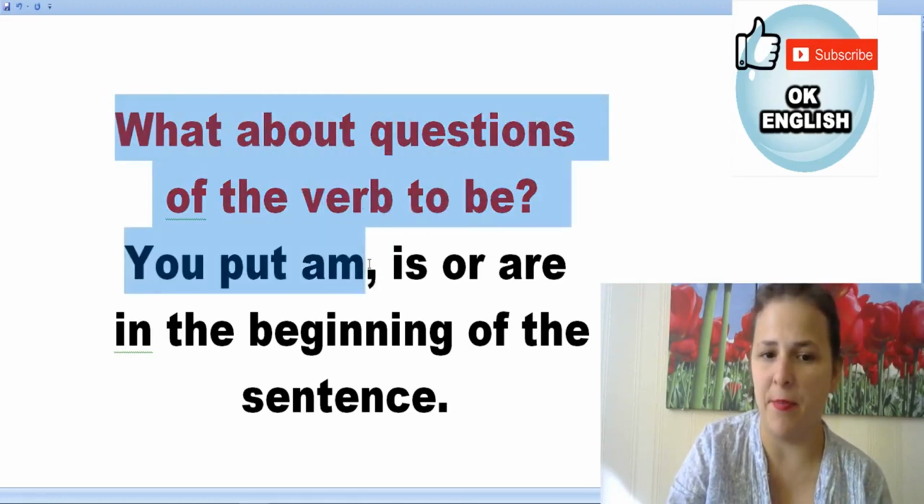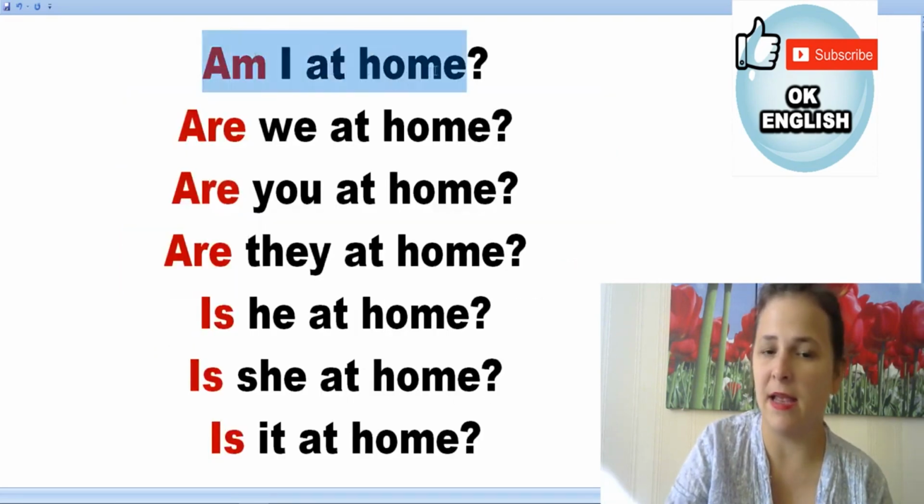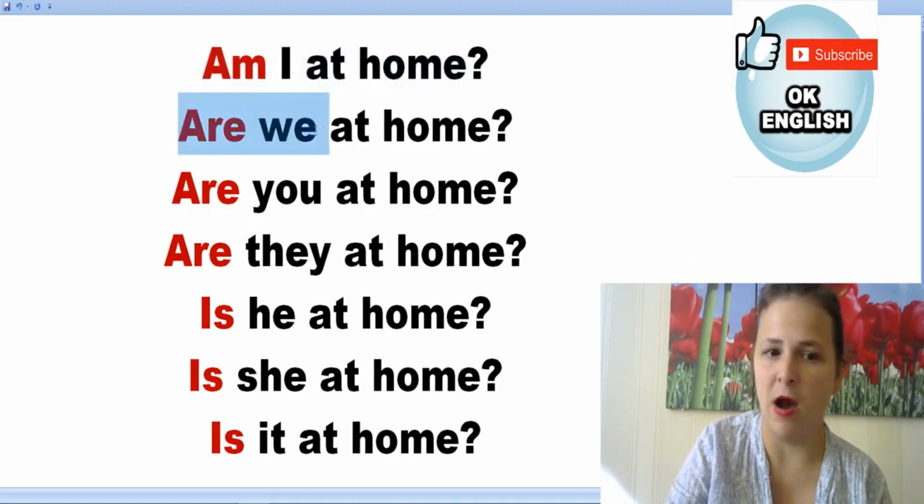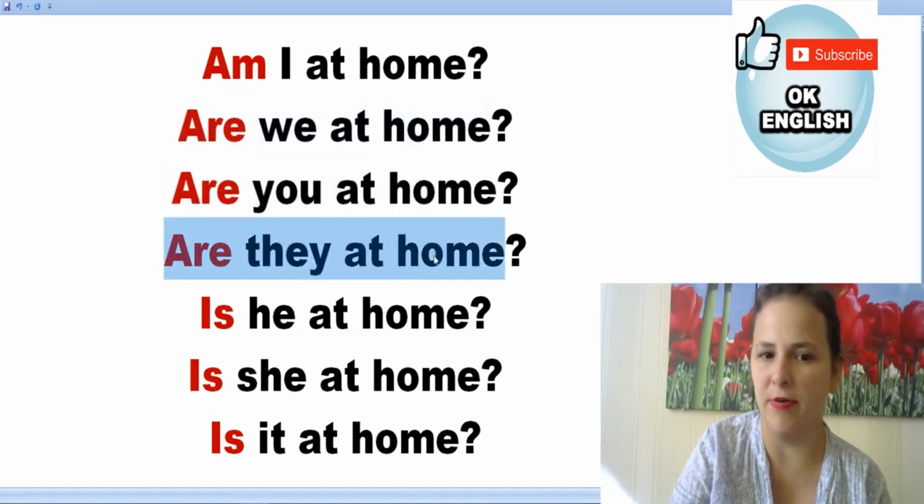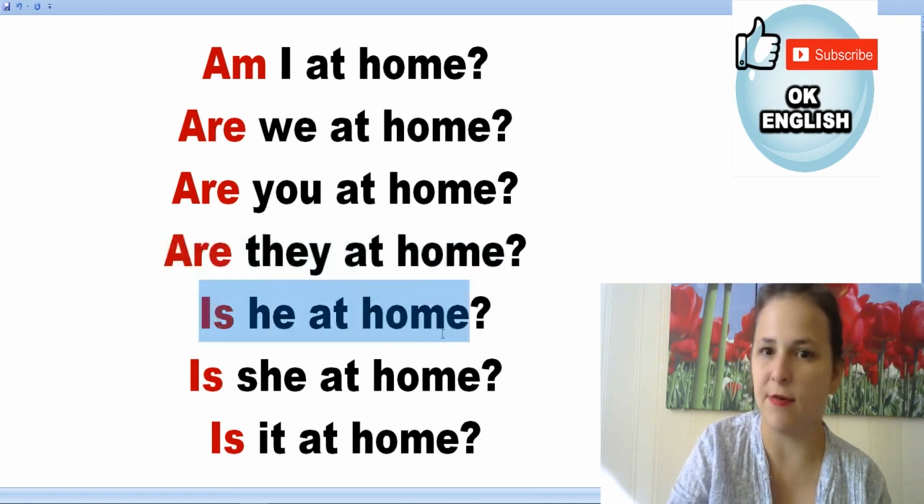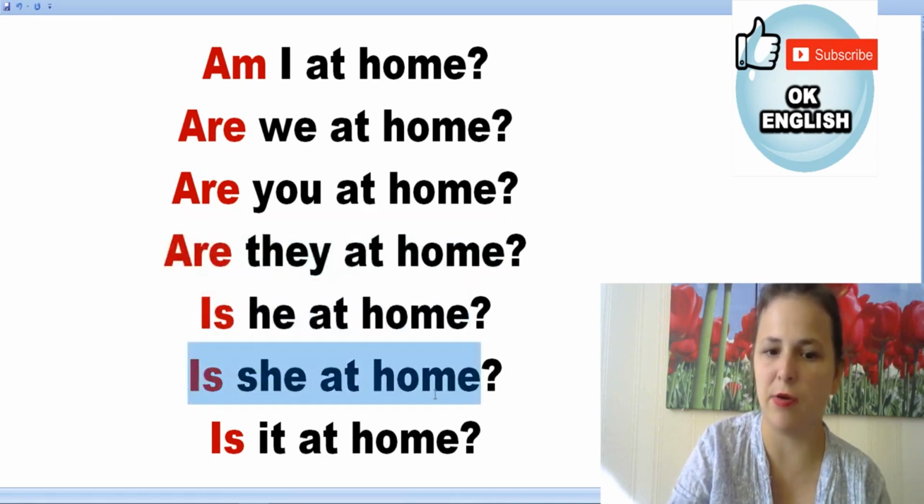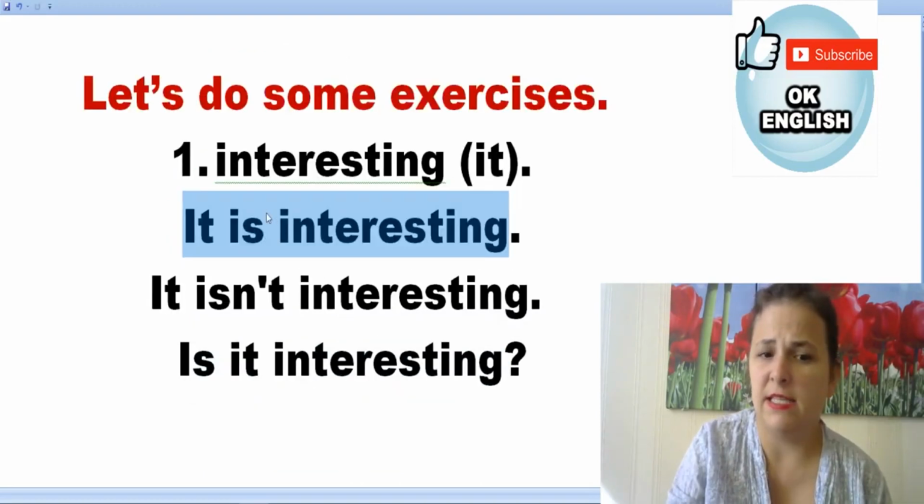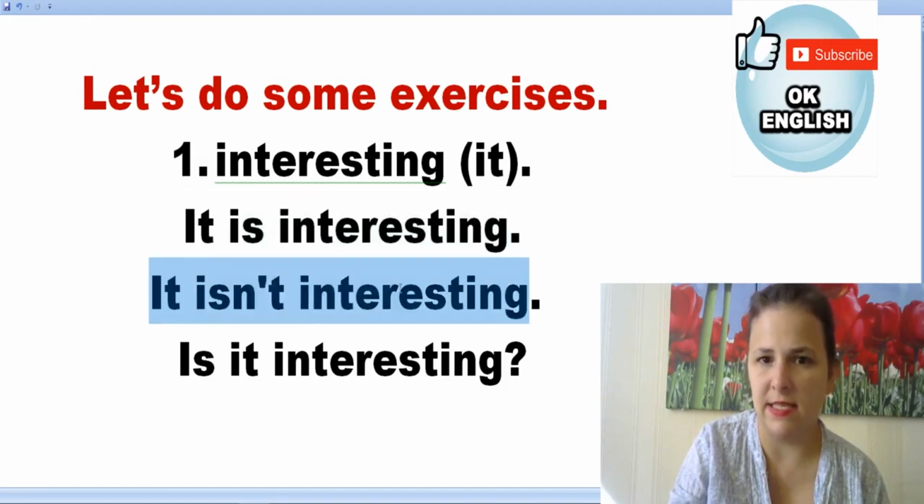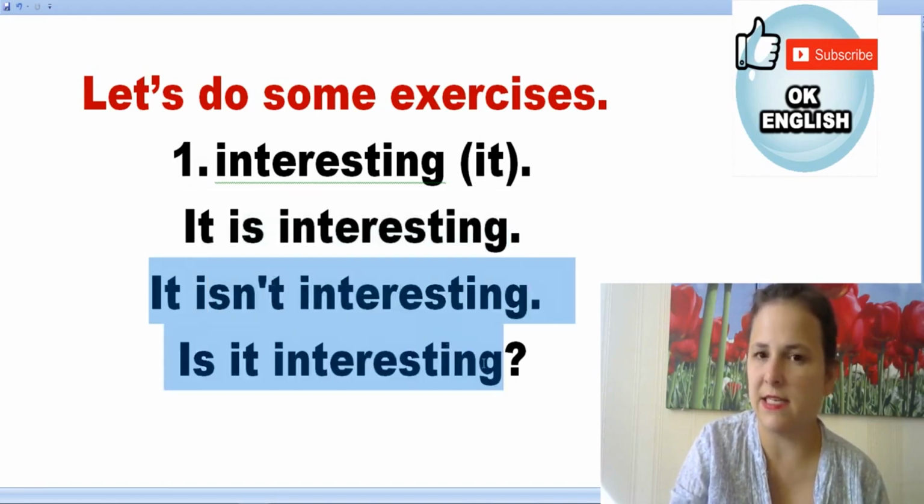What about questions of the verb to be? You put am or is or are in the beginning of the sentence. Am I at home? Are we at home? Are you at home? Are they at home? Is he at home? Is she at home? Is it at home? It is interesting. It isn't interesting. Is it interesting?